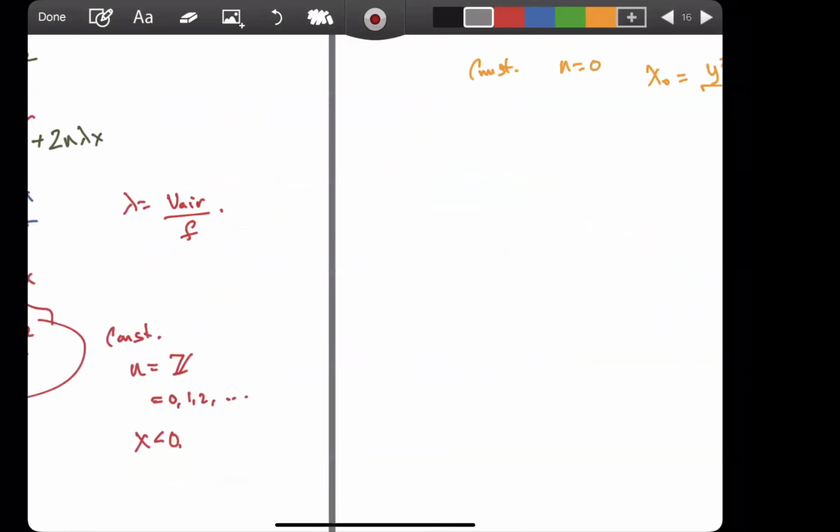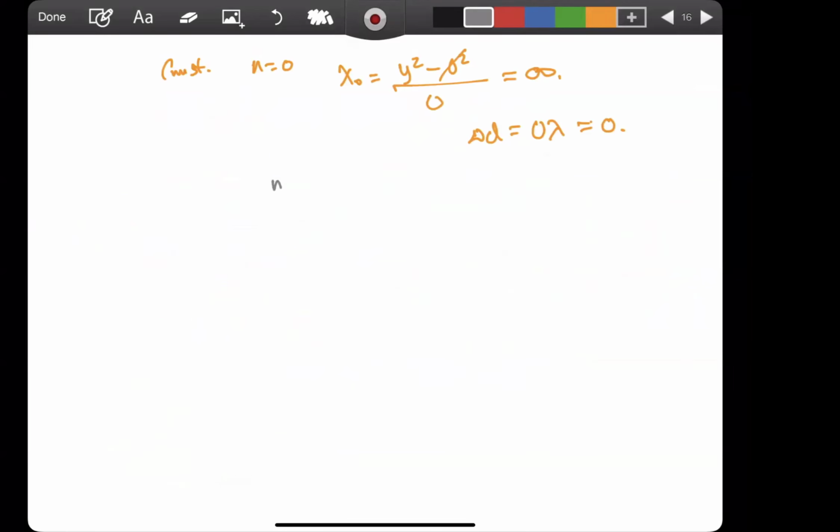Now, the next one is going to occur at n is equal to 1. In this case, this term is no longer 0, and this term is no longer infinity. If I plug in my numbers, x1 ends up being 4.34 meters. So I'm going to go all the way out to infinity and then all the way in to 4.34 meters away from source 1 to find my next one.